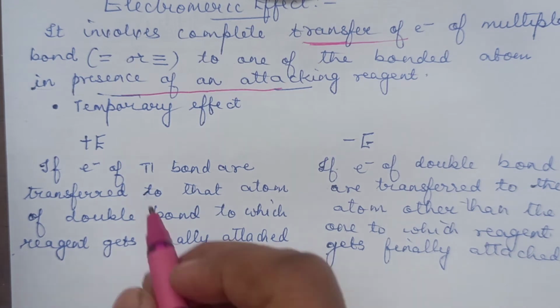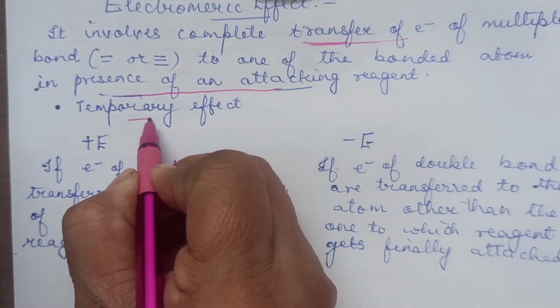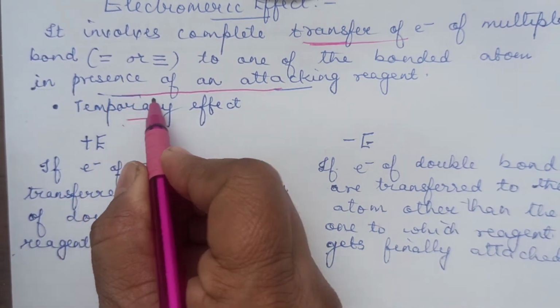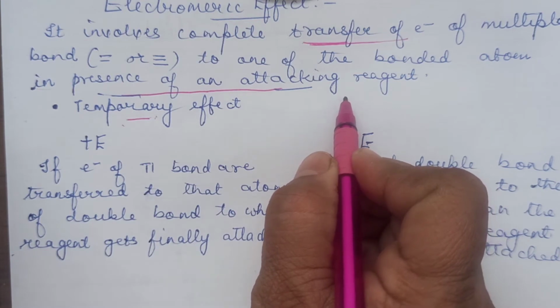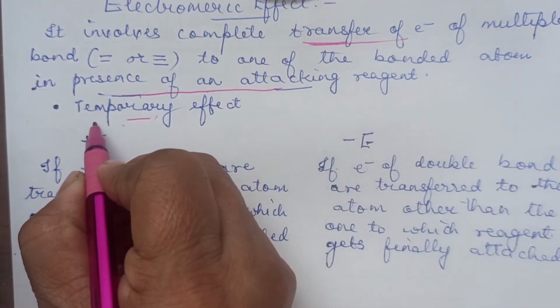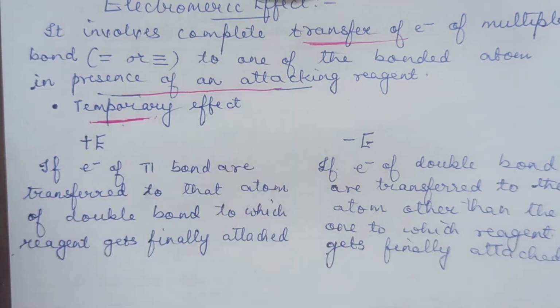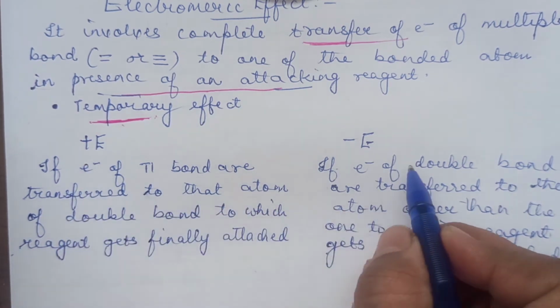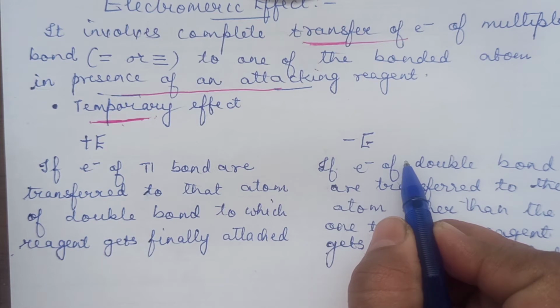Now, it is a temporary effect because it is visible only in the presence of the attacking reagent. So we say that it is a temporary effect. For the inductive effect, we said that it is a permanent effect. This is a temporary effect, only visible in the presence of the attacking reagent. Now, it is of two types: positive electromeric effect and negative electromeric effect.